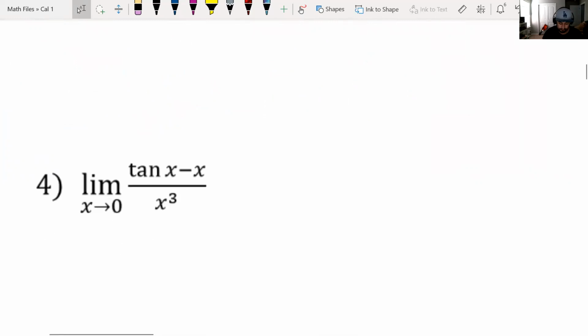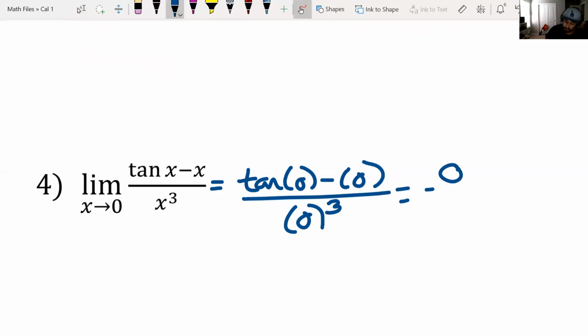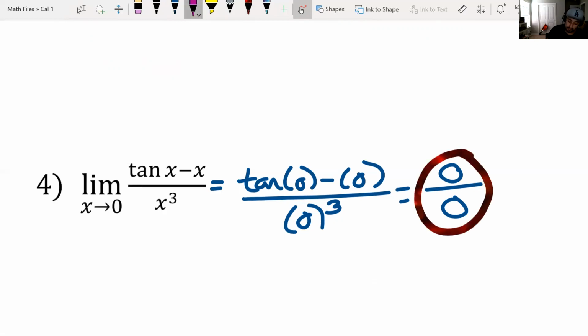Next, 4. Same thing. Plug in 0. Tangent of 0 minus 0 over 0 cubed. Tangent of 0 is 0. So this becomes 0 over 0, which is indeterminate, which means we get to use L'Hopital's.